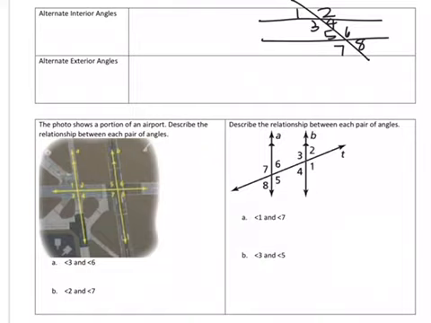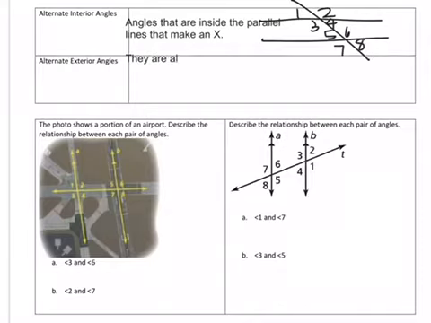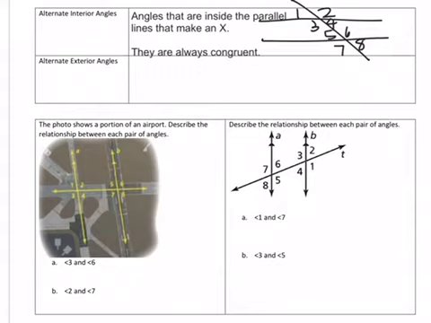Alternate interior angles are the angles that make a large X, or a small X because they're interior. So the angles that are inside the parallel lines, because they are interior angles, that make an X. The biggest thing we need to know with them is that they are always congruent. That means the same.